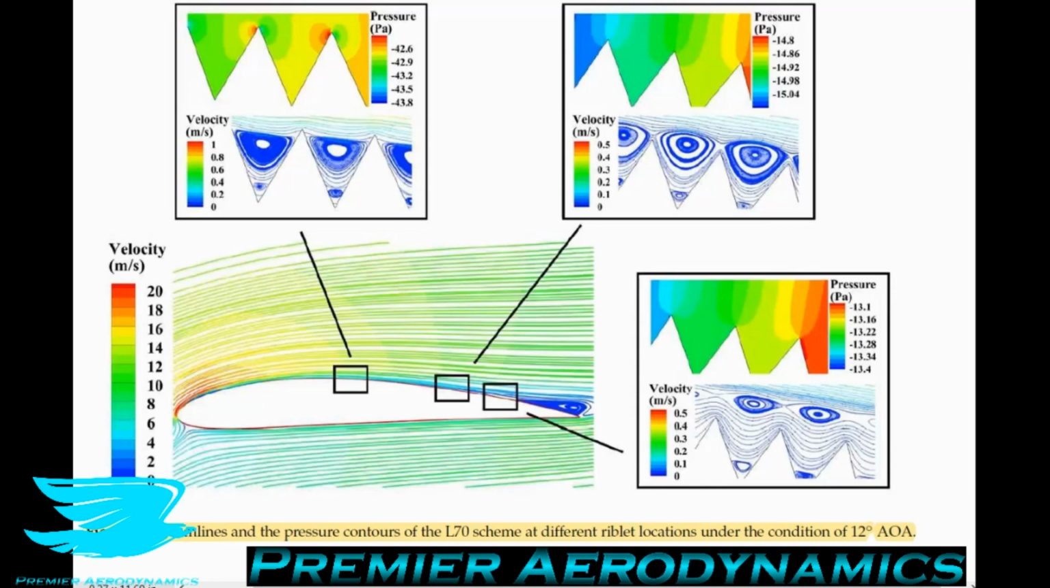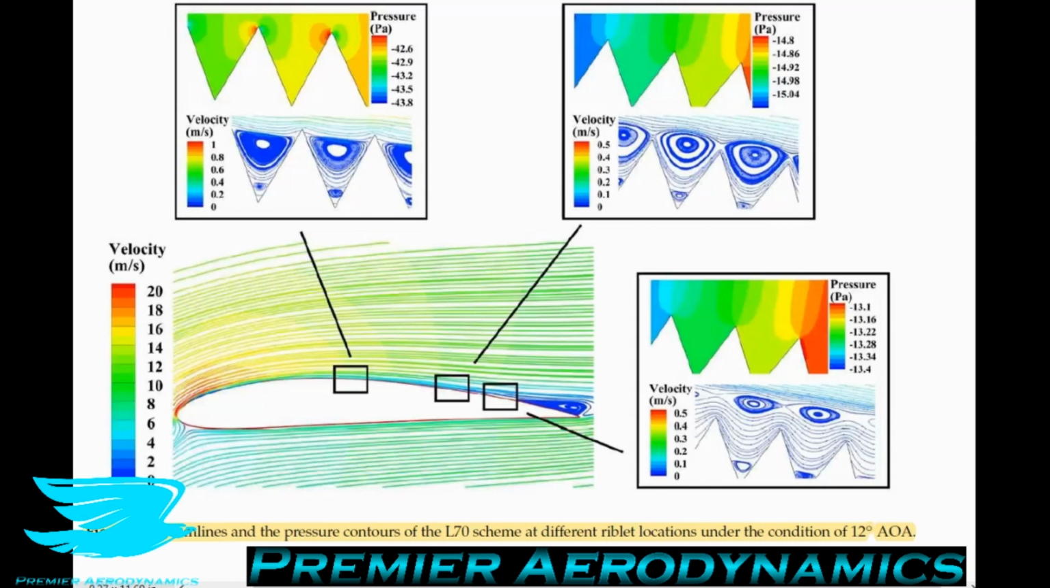The other type of riblets that they were looking into was where they held the amount of the airfoil coverage at 50% of the chord to be exact, and then they changed the height of the riblets between 0.6 millimeters and 10 millimeters, which is huge, especially for an airfoil this size.